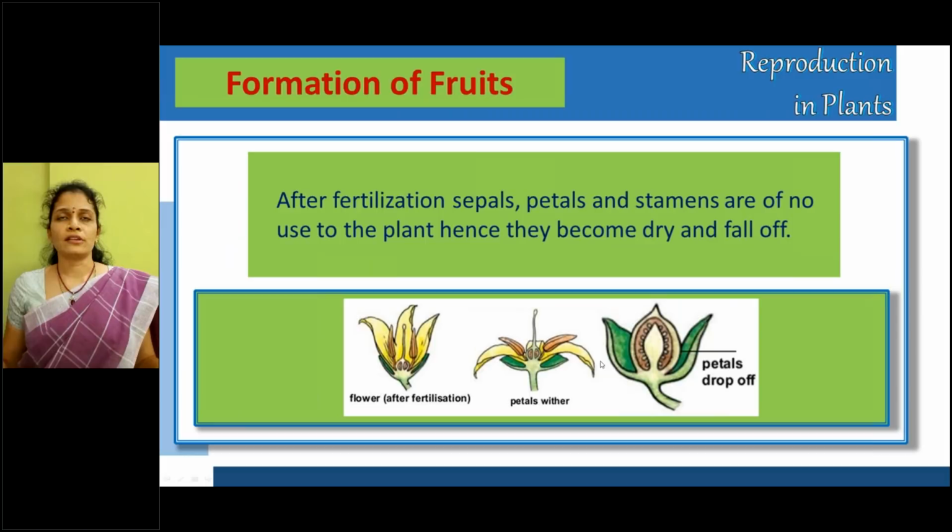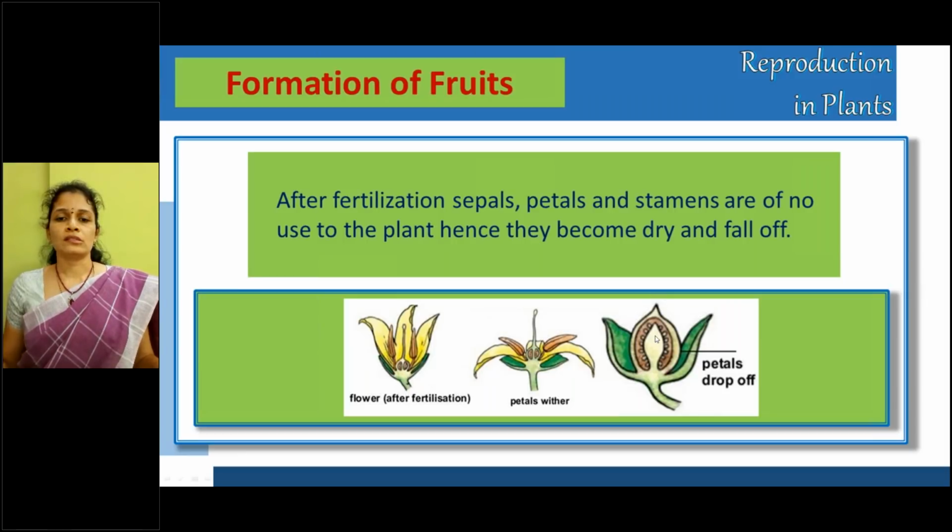Now look at this slide, children. Formation of fruits. After fertilization, what happens? Look at this picture. Sepals are there, petals and stamen. They are of no use to the flower now because the flower already got fertilized. Now what happens to these three parts? They will dry off and fall off from the flower.